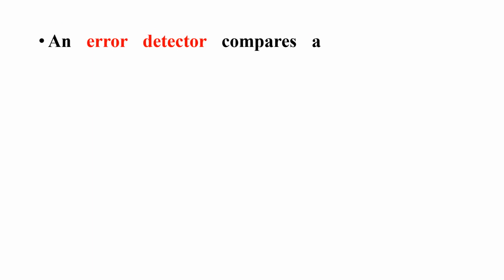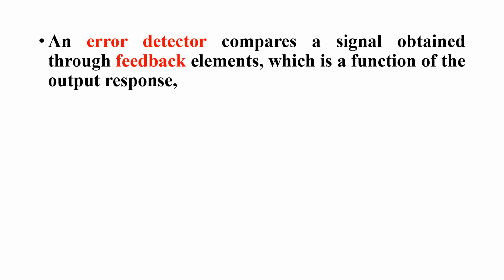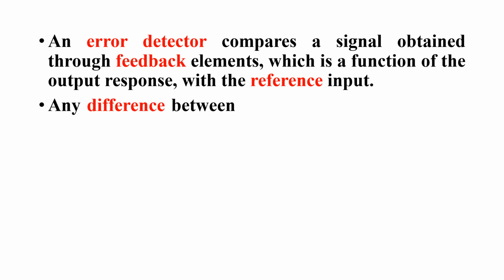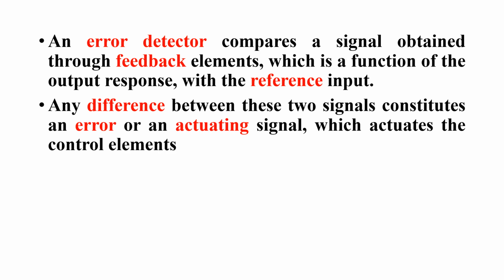So now we shall see the individual blocks. The error detector compares the signal obtained through the feedback element, which is a function of the output response, with the reference input. So the job of the error detector is to compare the signal obtained through the feedback with the reference input. Very simple. And next, any difference between these two signals constitutes an error. So the difference between the feedback and the reference input is called the error or actuating signal, which actuates the control elements.